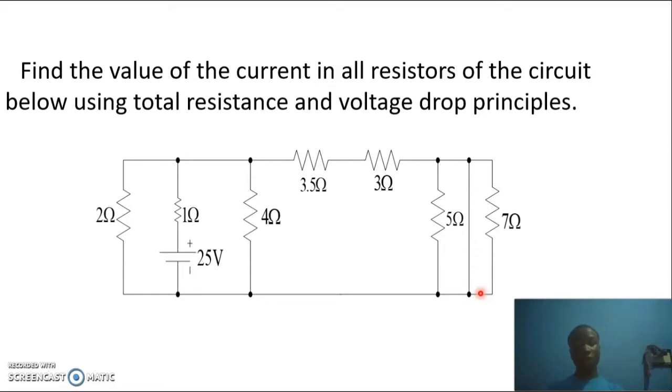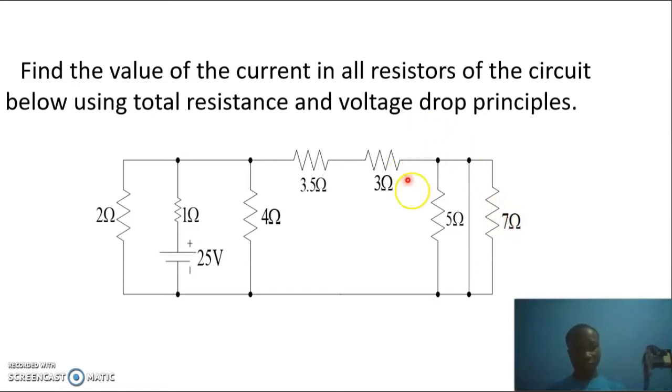So it pulls all currents towards itself, and all resistors connected in parallel to it will not receive current. In our case, the 5 ohm resistor and the 7 ohm resistor here will not receive current. So this short circuit will take off these two resistors connected in parallel with it. So our circuit is now reduced. Let's start with the solution.